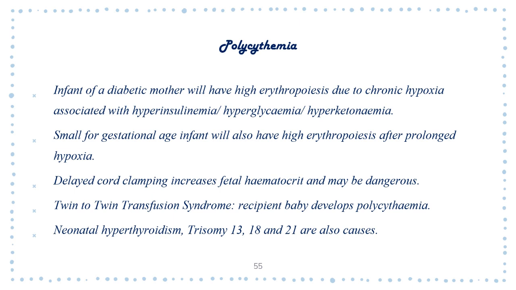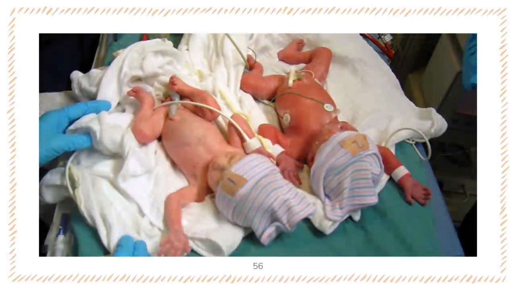If you have twin to twin transfusion syndrome, neonatal hyperthyroidism, or any kind of trisomy, the most common being 13, 18, and 21. This is a picture of twin to twin transfusion syndrome. You can see the recipient twin is much pinker than the donor twin. It's a rare complication, but it can happen in twin pregnancies.